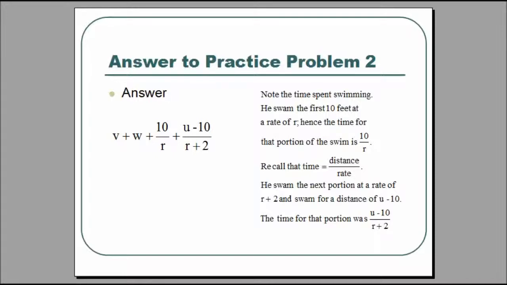For the first 10 feet, he swam at a rate of r. Hence, the time for that first portion of the swim is distance over rate, which is 10 over r. For the second portion of his swim, he had u minus 10 feet left to swim, and he swam at a faster rate of r plus 2. The distance over rate is time, and so the time for that portion of the swim is u minus 10 over r plus 2.